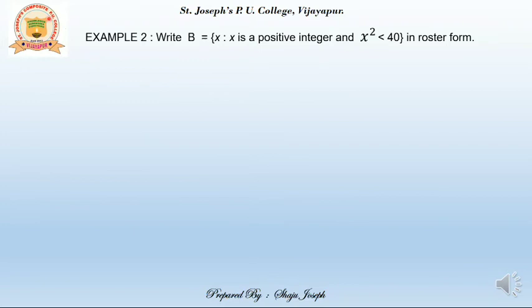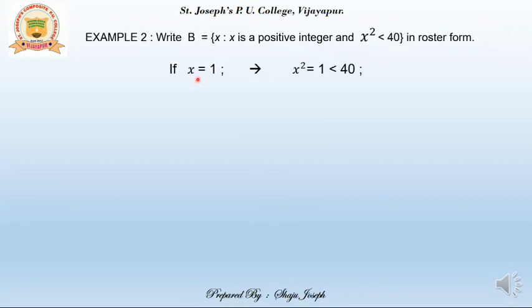Another example, write B is a set of all x such that x is a positive integer and x square is less than 40 in roster form. Means the given one is again in rule form or set builder form. So the property of x is given that when squared it should be less than 40. All those numbers when squared, and it's also an integer, when squared it should be less than 40. Let us also give importance to this part, that is positive integer, which indirectly means natural number.